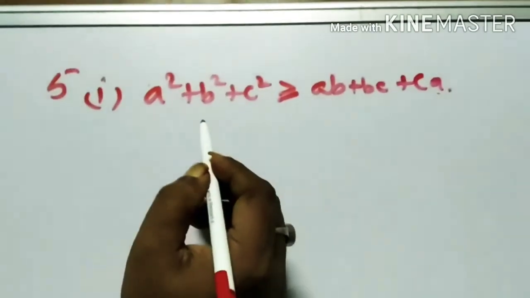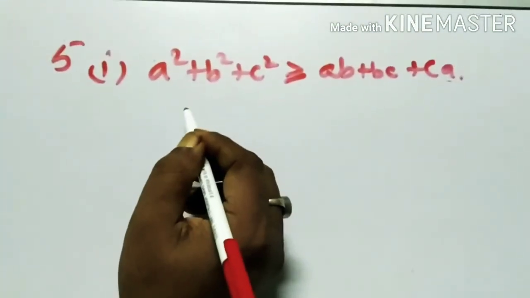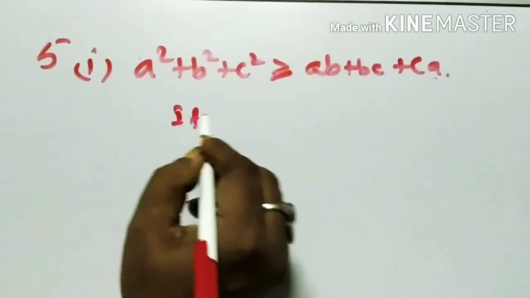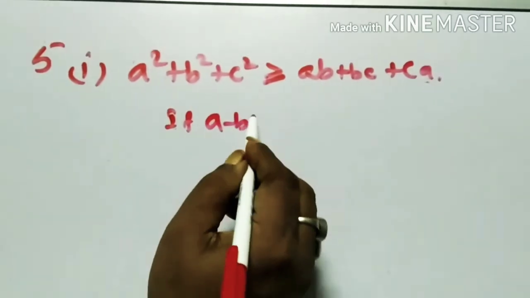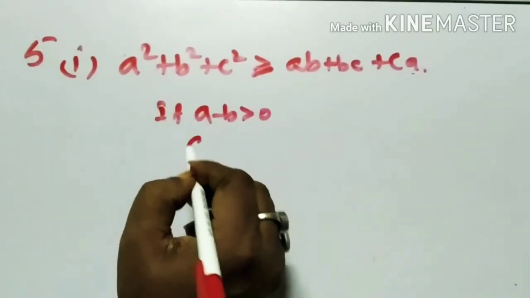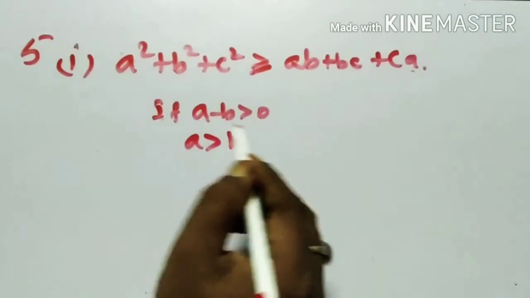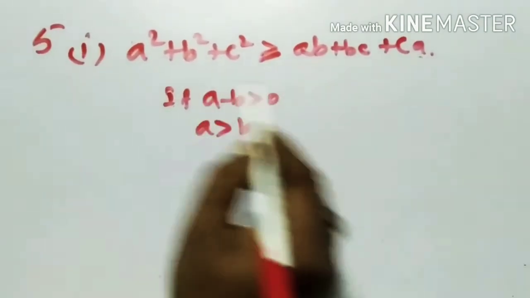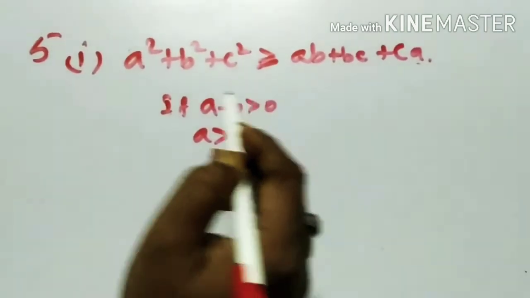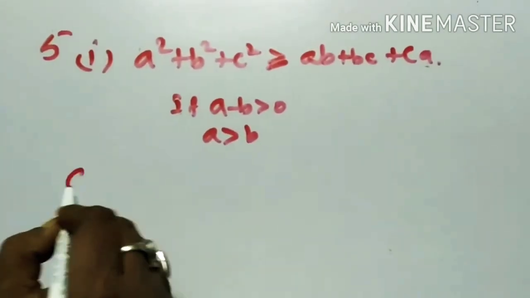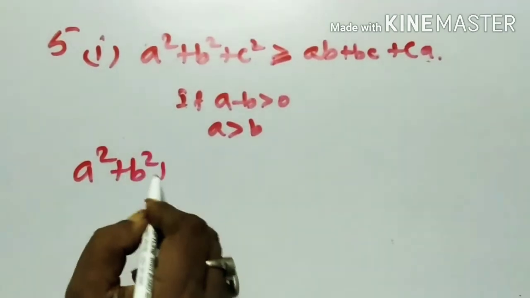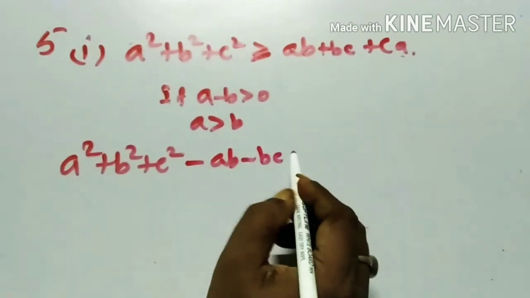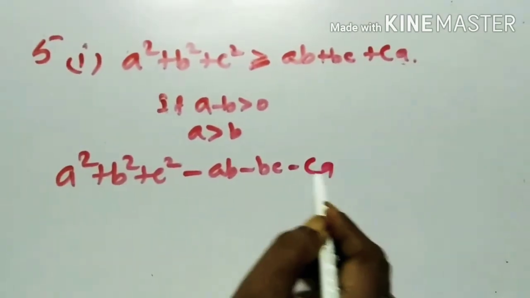I have told you earlier, the only technique I use here is this: if a minus b is greater than 0, then we can conclude that a is greater than b. I use this very technique. This is a very simple technique to prove any such type of statement. So what I am going to do here is a square plus b square plus c square minus ab minus bc minus ca.